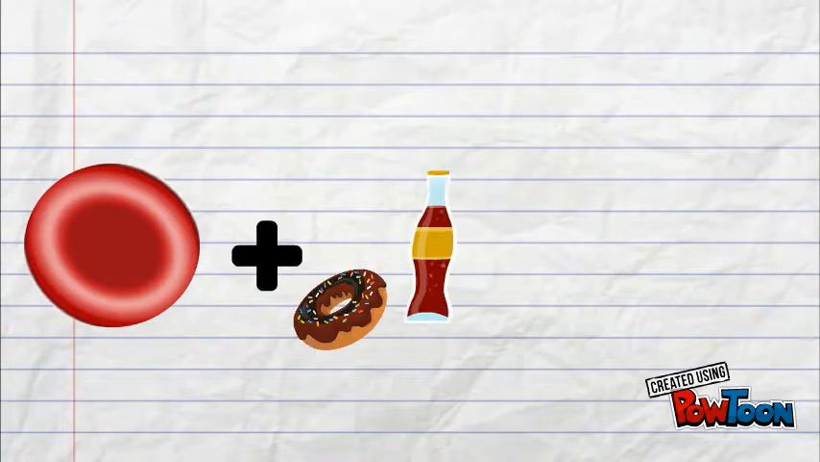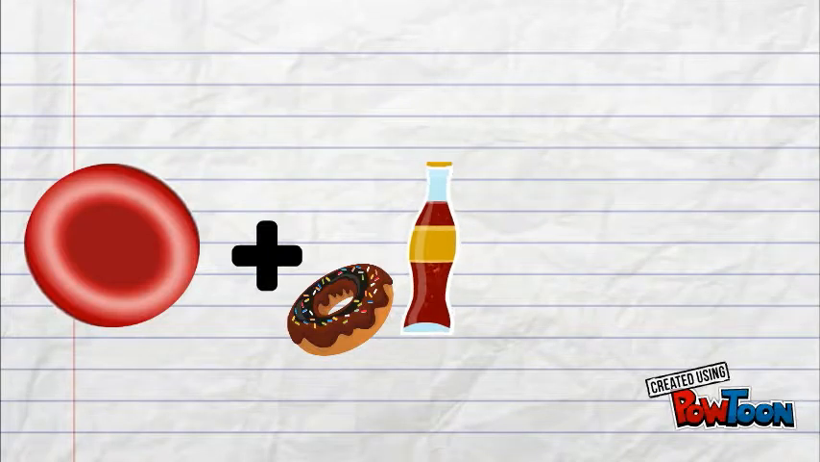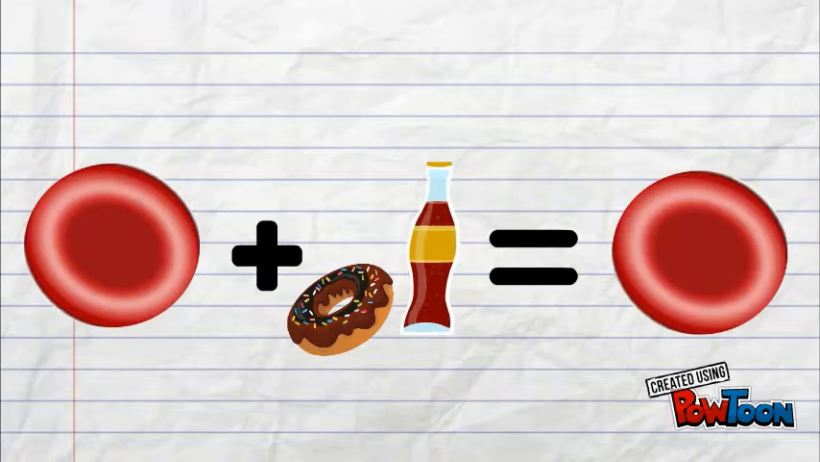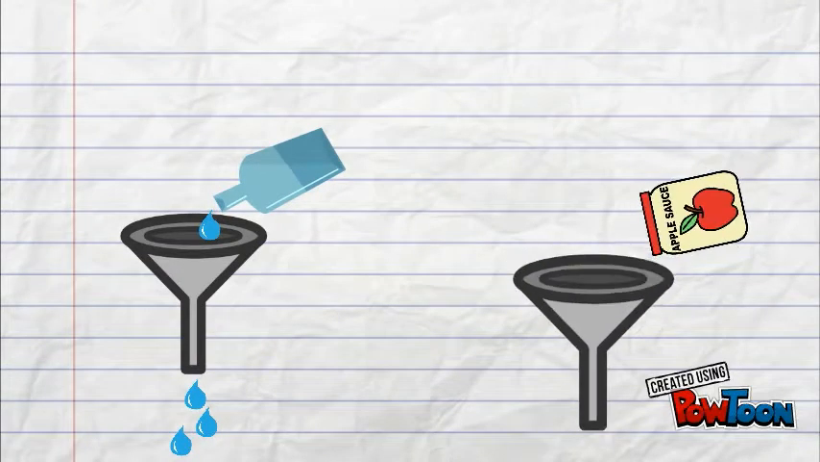Let's add a donut and a Coke to our breakfast. These food items have a higher sugar content, so the bloodstream has a lot of sugar being circulated. This sugar coats the red blood cell. So when there's too much sugar in the blood vessels, it makes the blood thicker, which can make it harder to circulate. Imagine you have a filter. If you pour water through, it will pour right through. If you try to pour applesauce, which is thicker, it will take much longer to pour through, if at all. The same can be thought of your bloodstream.